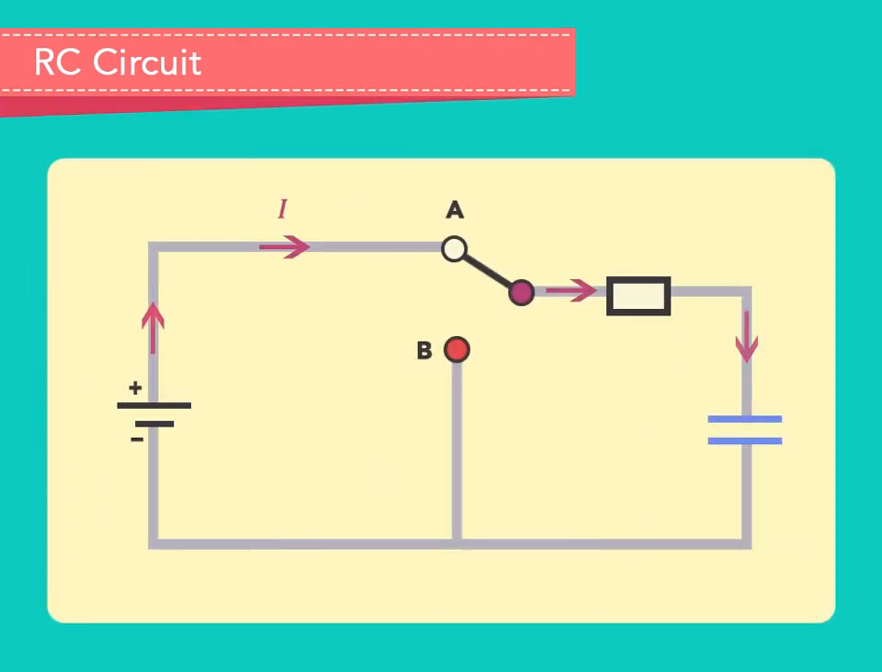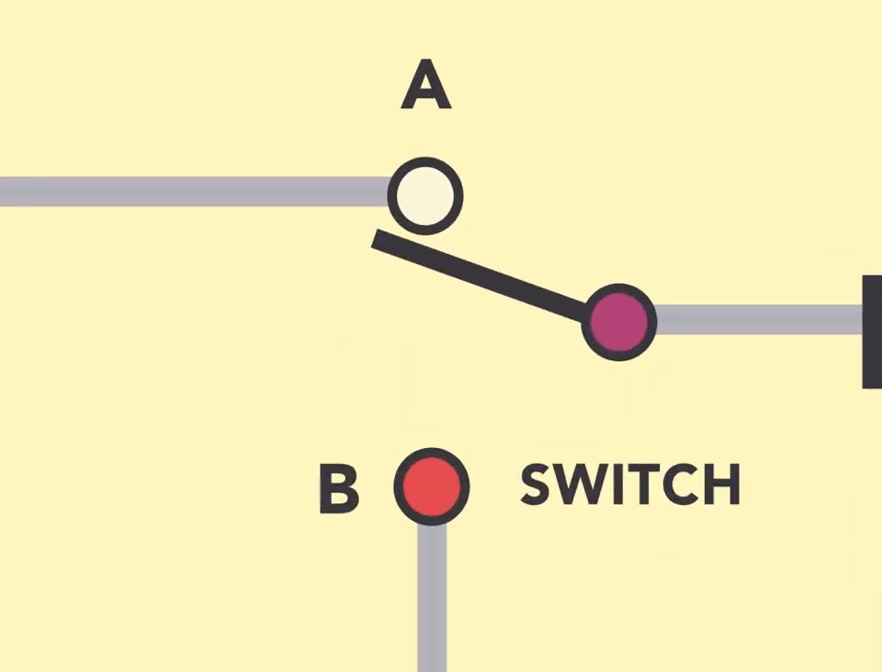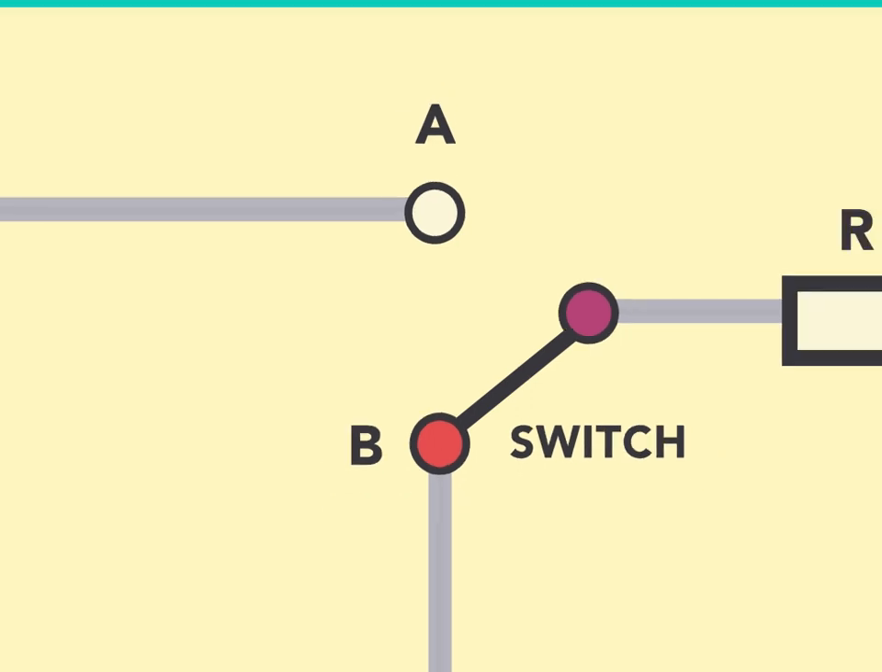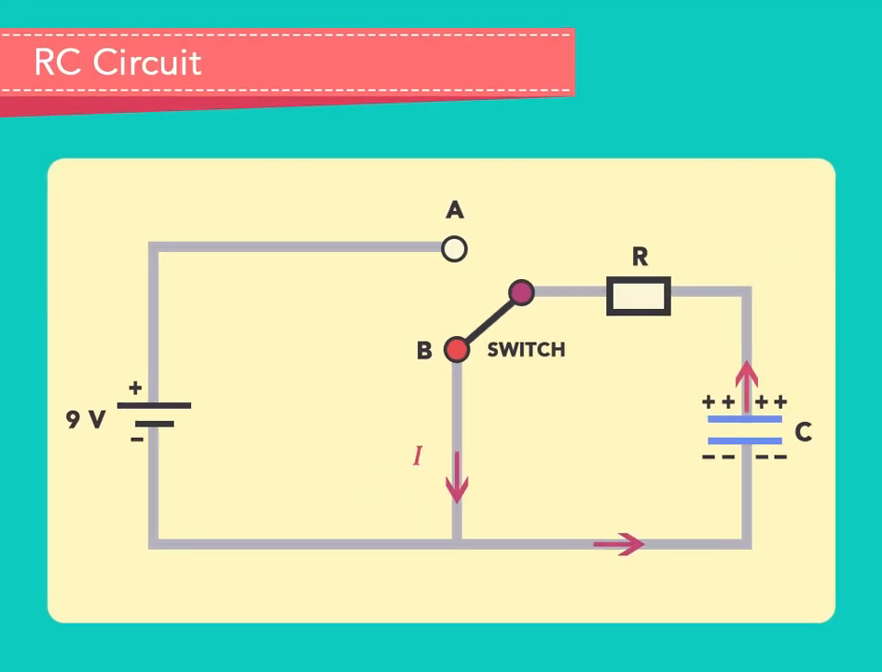Now, let us look at this RC circuit. Besides a resistor and a capacitor, it also has a 9-volt battery and a switch. When the switch is moved to position B, current flows from the capacitor to the resistor. The capacitor then begins discharging.